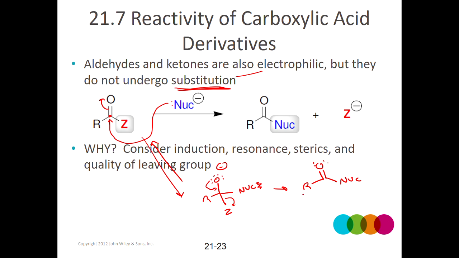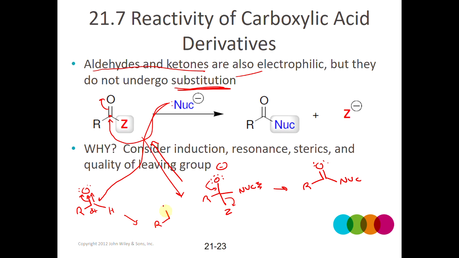In the case of aldehydes and ketones, the first step works really nicely, because especially for aldehydes, there's not going to be much sterics here. This oxygen is really pulling electrons away through both induction and resonance to create a large partial positive here. So it's easy for a nucleophile to attack and push these electrons up.